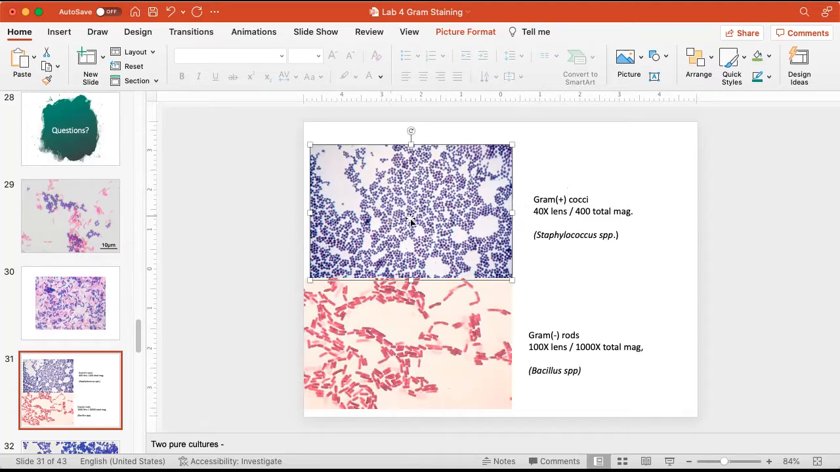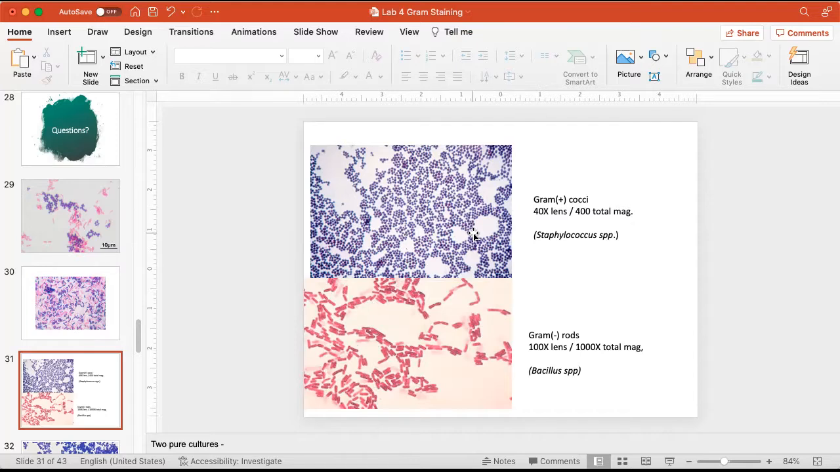Notice the difference though at 40x and 100x. You can just see things more clearly under the 100x lens. The cells are that much bigger, and so it's much easier to look at them and determine what the shape is under the 100x lens. But this is what I mean when I tell you, you can see bacteria under 40x. It's just that they're a lot smaller, a little bit harder to see the shape.